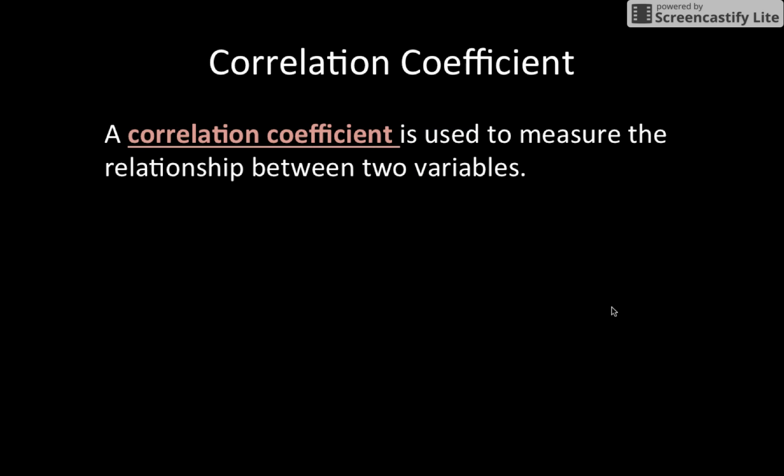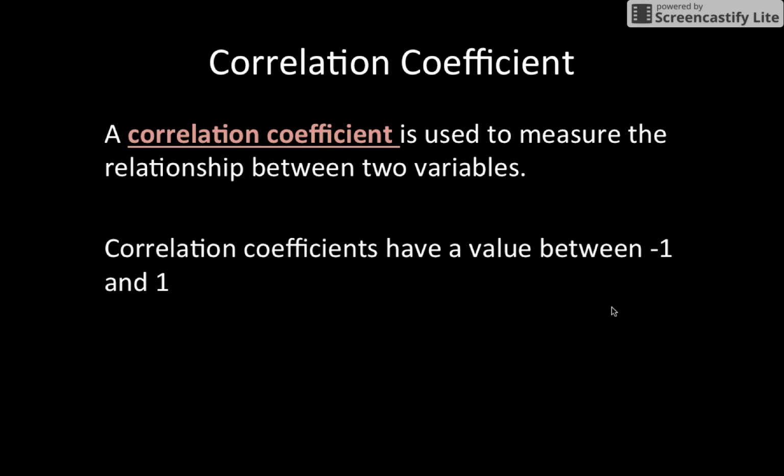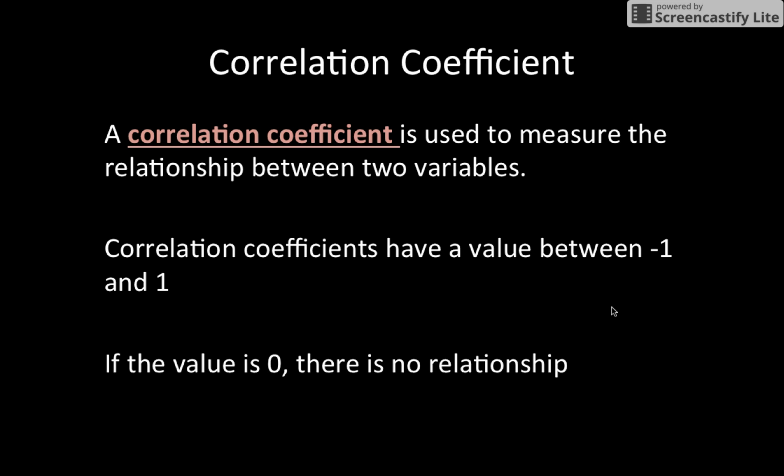A correlation coefficient is used to measure the relationship between two variables. Correlation coefficients have a value between -1 and 1. If the value is 0, there's no relationship.